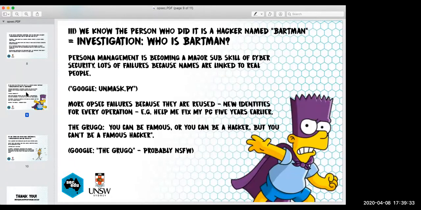Cool. So once an organization understands who a person is, or, you know, we've had a system hacked by some famous hacker or some hacker that has a handle, Bartman, for example, who is that person? Lots of hackers historically have really overinvested in this step or really thought that this step was infallible.